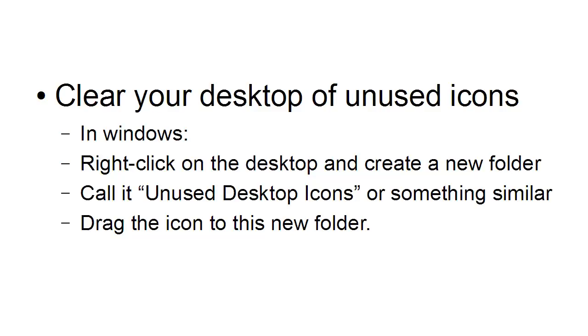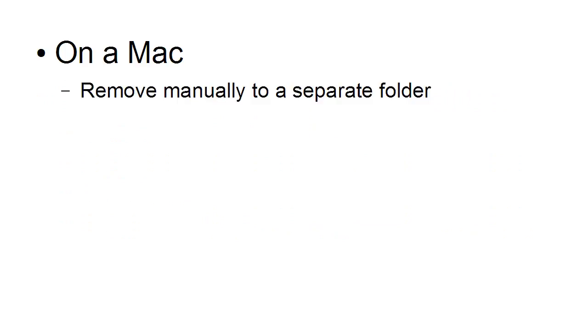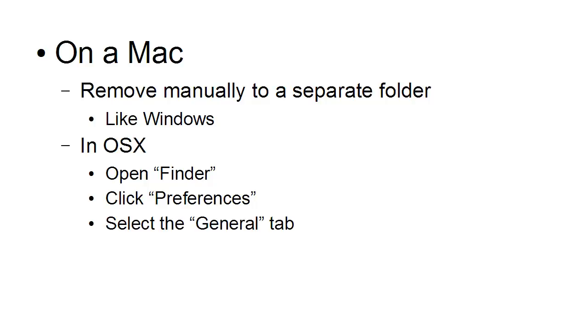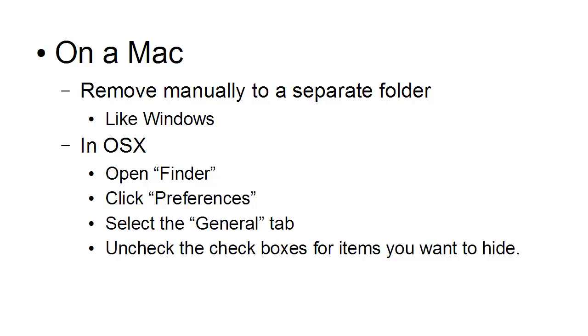And then all you have left on your desktop are the icons for programs that you use regularly. On a Mac, you can remove the icons manually to a separate folder, like on Windows. Or if you're running a Mac with OS X, you open Finder, click Preferences, select the General tab, and then uncheck the checkboxes for items that you want to hide. And then next time you go to your desktop, you'll find that they're all gone.